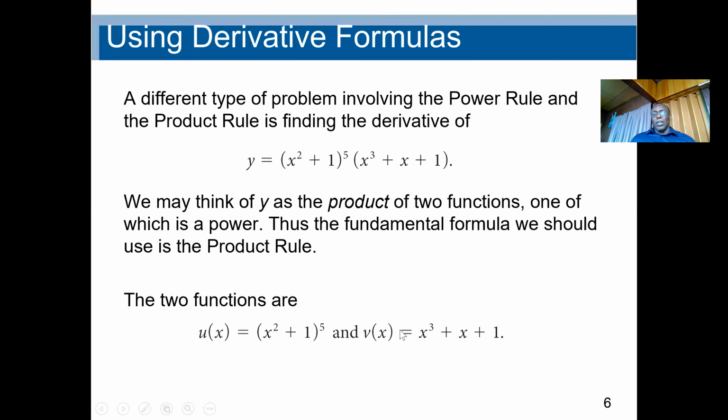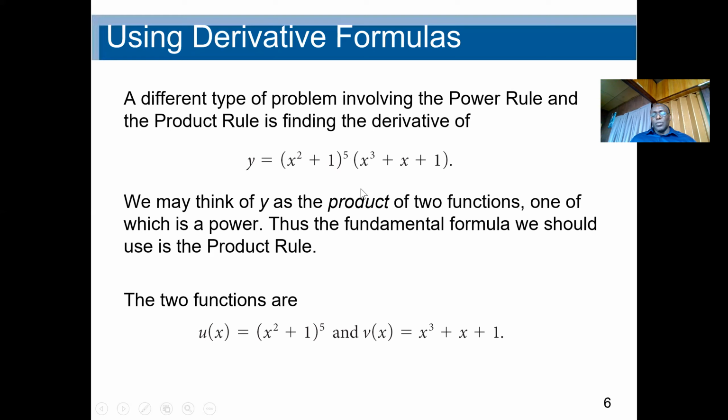So let's look at another example here. Here we have y equal to (s squared plus 1) raised to the power fifth, times (s cubed plus s plus 1). So here you can see that we have a power rule, and at the same time we also have what? A product rule. And also, of course, the sum rule, but sum rule is very direct.